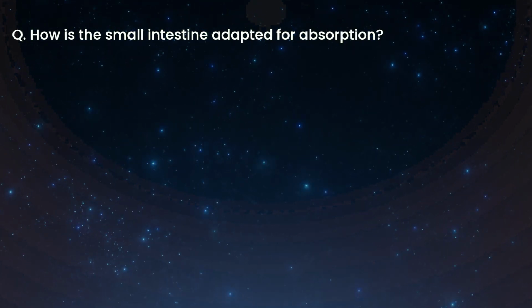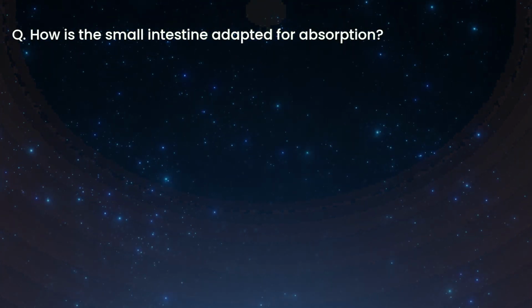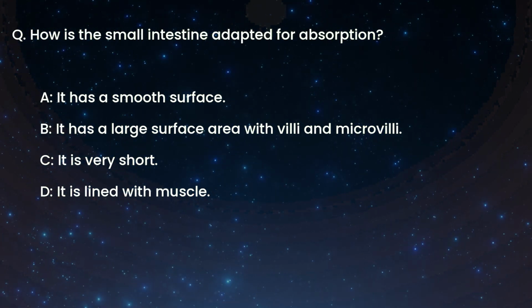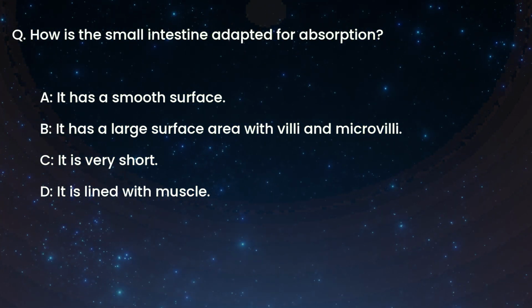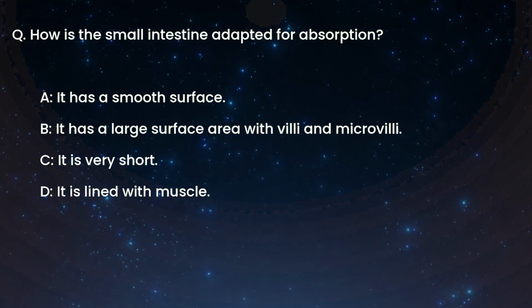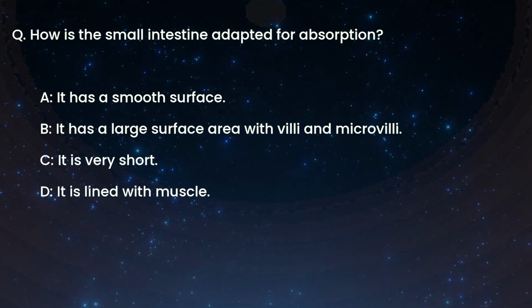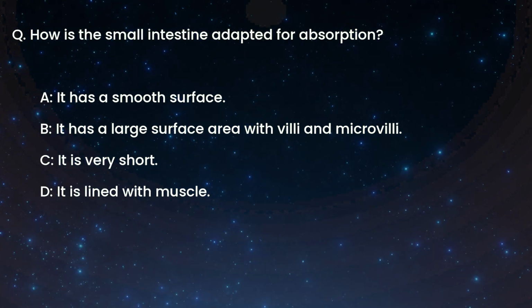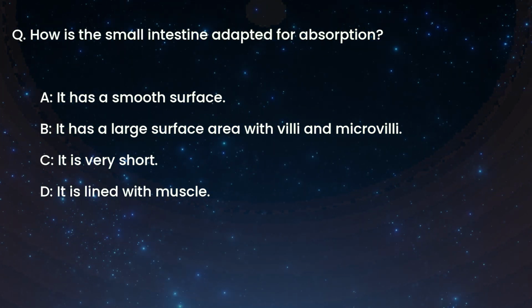Question: how is the small intestine adapted for absorption? Option A. It has a smooth surface. Option B. It has a large surface area with villi and microvilli. Option C. It is very short. Option D. It is lined with muscle. You have 5 seconds to answer the question.